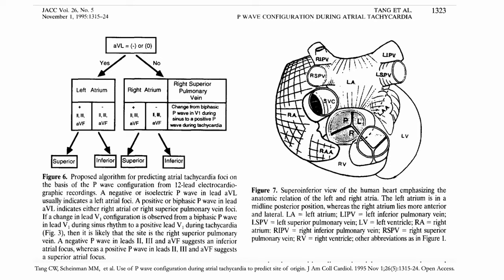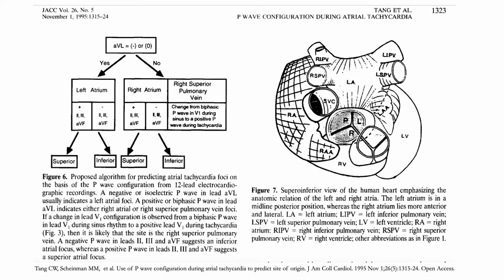There are several algorithms to decide whether the atrial tachycardia originates in the left or right atrium. One such algorithm was published in the Journal of the American College of Cardiology in 1995, co-authored by Dr. Tang et al. It's available open access.